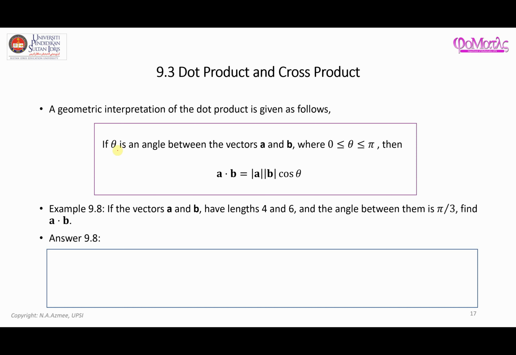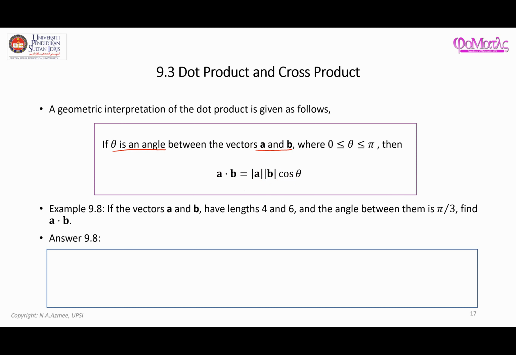If theta is an angle between the vectors A and B, where theta is between 0 and pi, so between 0 and 180 degrees, then the dot product of the two vectors A and B is equal to the magnitude of A multiplied by the magnitude of B times cos theta, where theta is the angle between the two vectors.